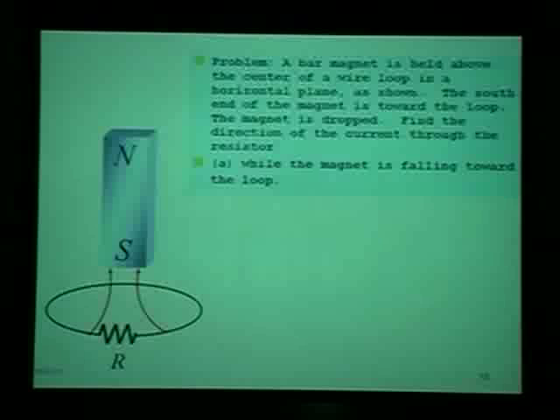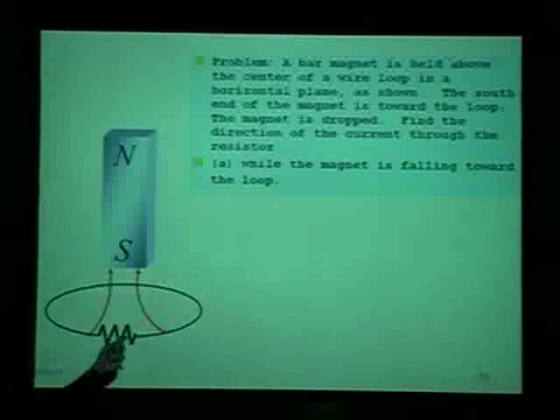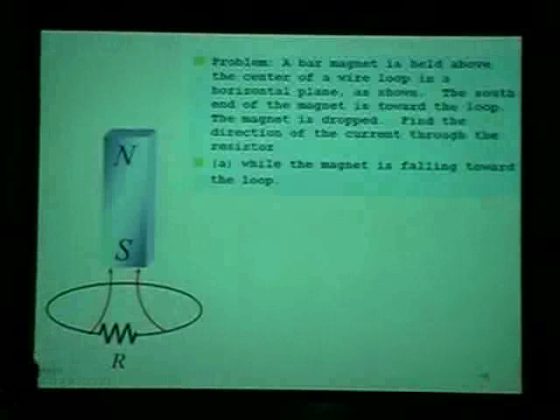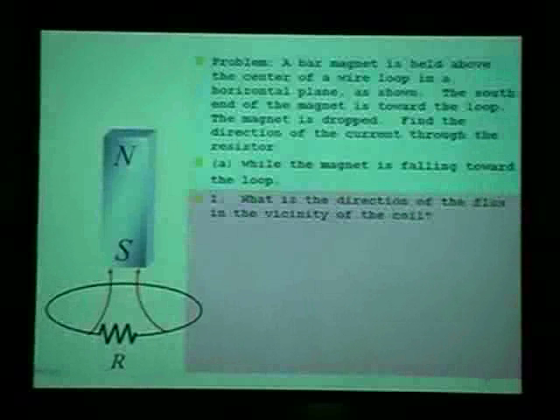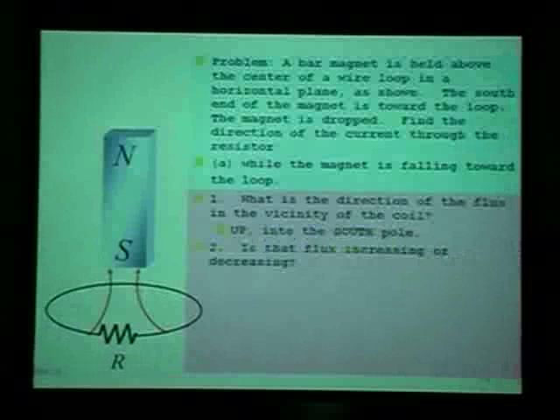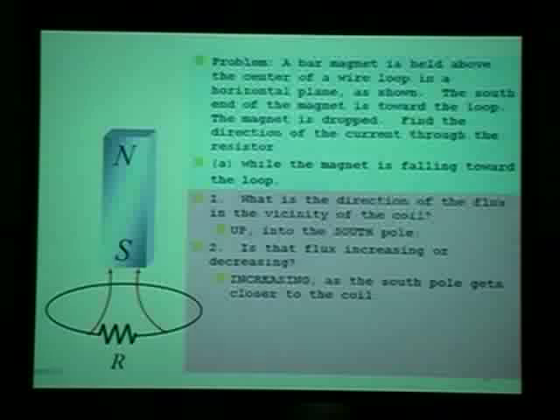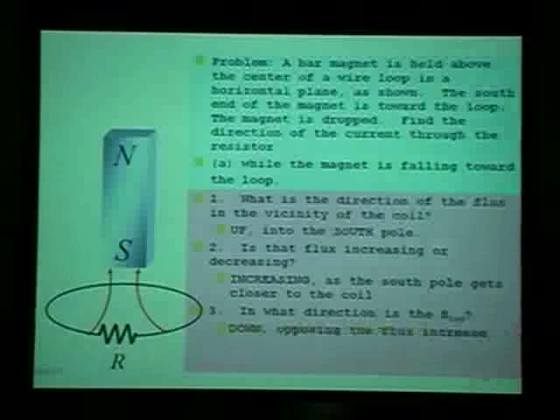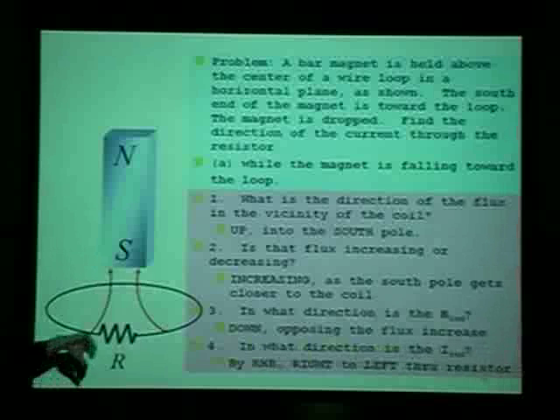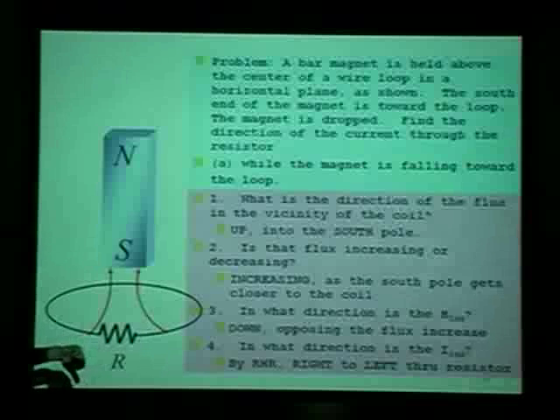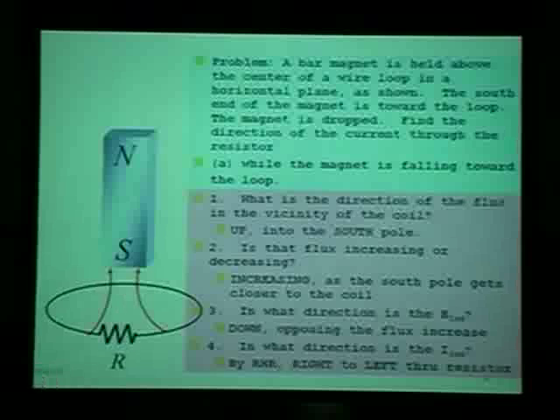And to do that would require a current that is flowing, by the right-hand rule, right to left through this resistor, as you're looking at it. So that's all this explanation here. The direction of the flux is going up. The flux is increasing because we're getting close to the end of the magnet. The induced field will be down, because it wants to oppose that flux increase. And that means, by the right-hand rule, the induced current must be right to left through the resistor. The resistor is closest to you. Good?